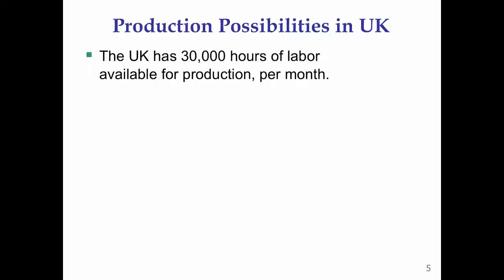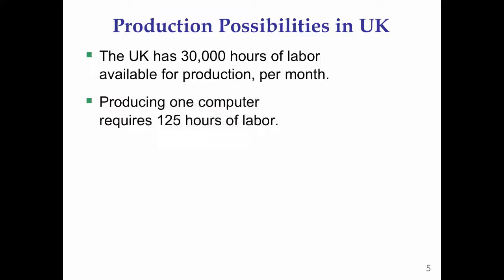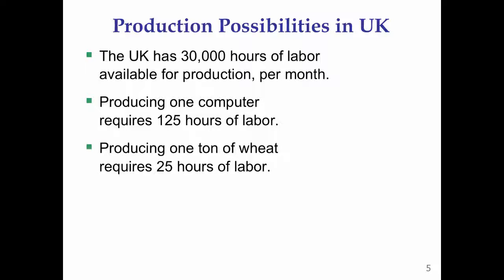Okay, but what about the UK, right? Smaller country, so it doesn't have as many labor hours available. The UK only has 30,000 labor hours available every month, and it won't necessarily take the same amount of time to produce each good. In fact, it takes in the UK 125 hours to produce a computer and 25 hours to produce a ton of wheat.